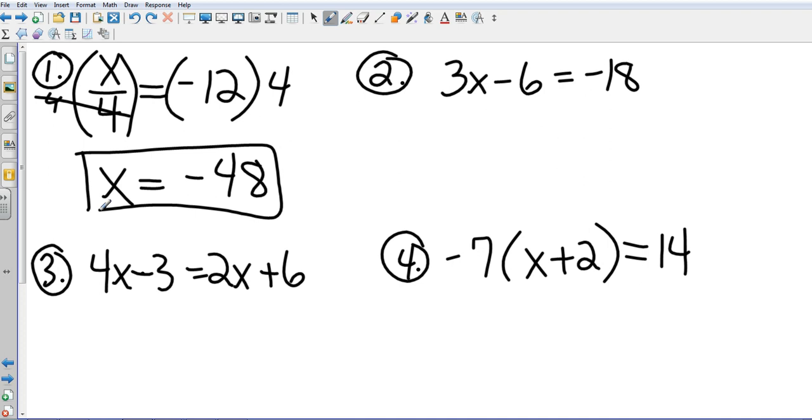Number 2, 2 steps. I got to move the 3. I got to move the negative 6. Which one do I move first? The negative 6. Why? Okay, it's farthest away from the variable. It's not connected to the variable. So I'm going to move the negative 6 to the other side by addition.